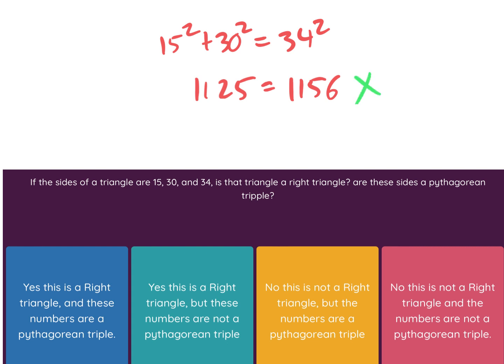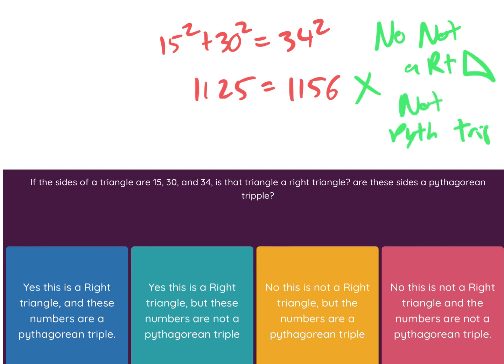So this is not a right triangle. It is a different type of triangle, but definitely not a 90-degree triangle. So no, it's not a right triangle, okay? Which means that for sure this is not a Pythagorean triple, which is this option right here.